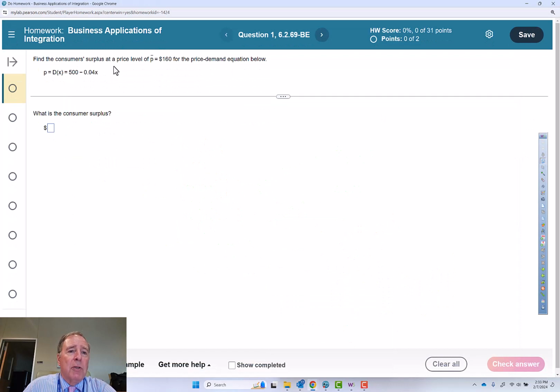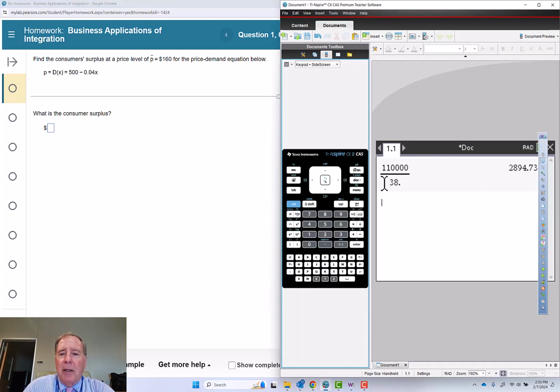Find the consumer's surplus at a price level of P bar, or equilibrium price, of $160 for the price demand equation below. So we have price equals demand at X, 500 minus 0.04X. Without doing a whole lot of mental math, we're going to go to the calculator and put that in and figure out what our window should be.